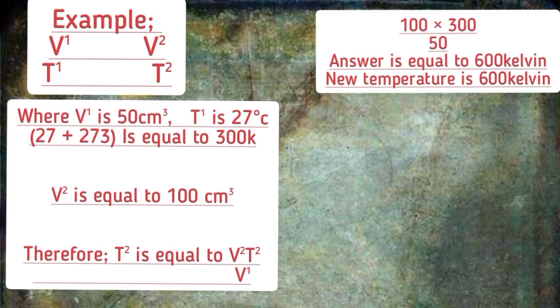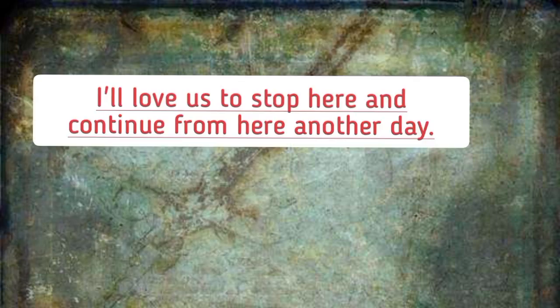300 Kelvin. So V2 is equal to 100 cm cube. Therefore T2 is equal to what? V2 T1 all over V1. So in this particular question, this is the formula we are going to use. Then V2 is 100, T1 is 300, V1 is 50. Answer is what? 600 Kelvin. Very simple and easy.